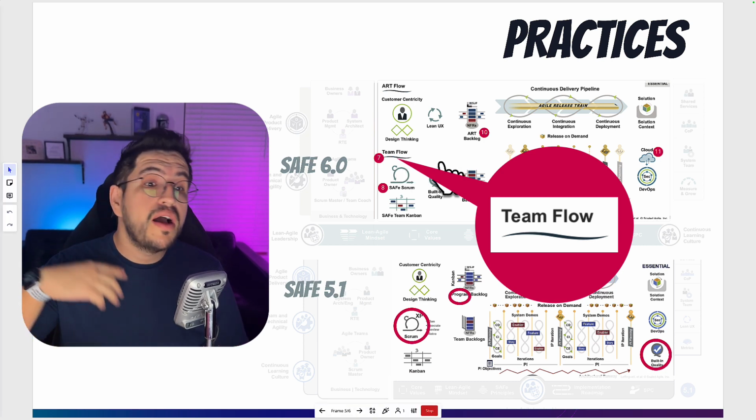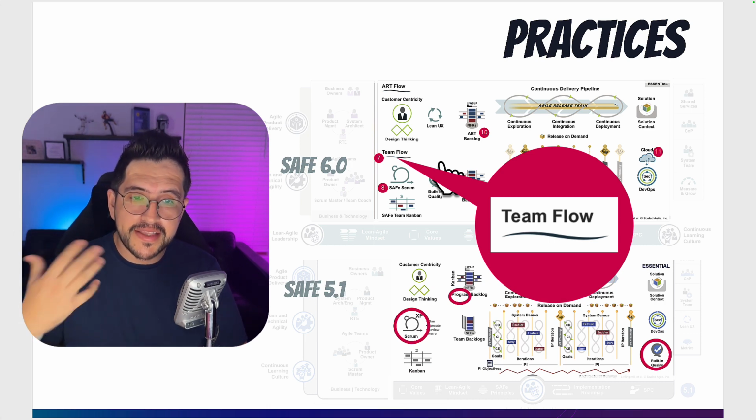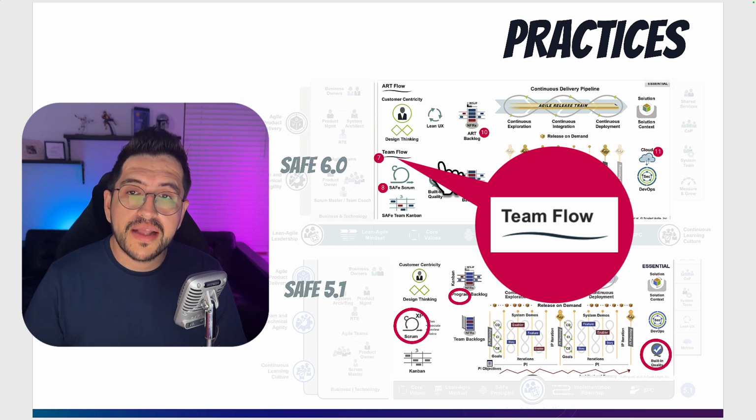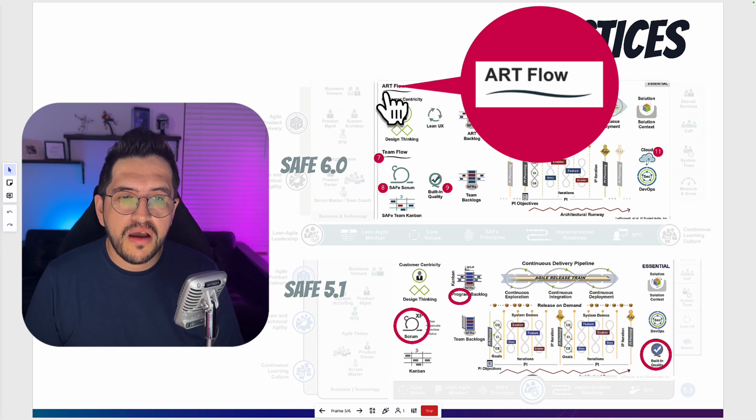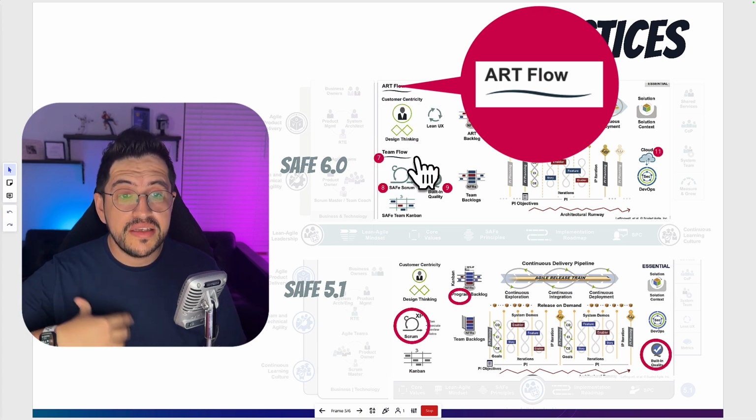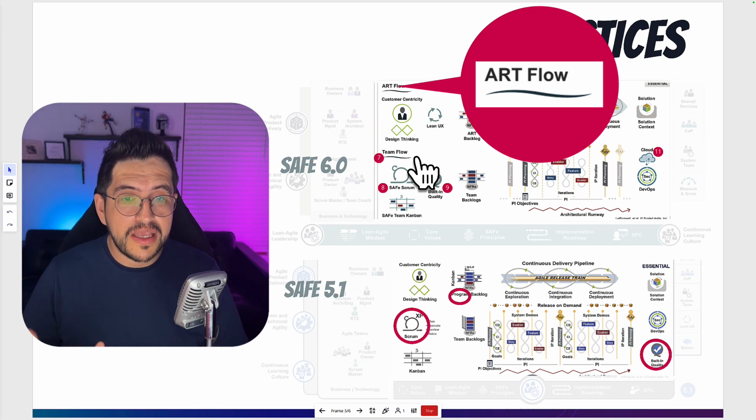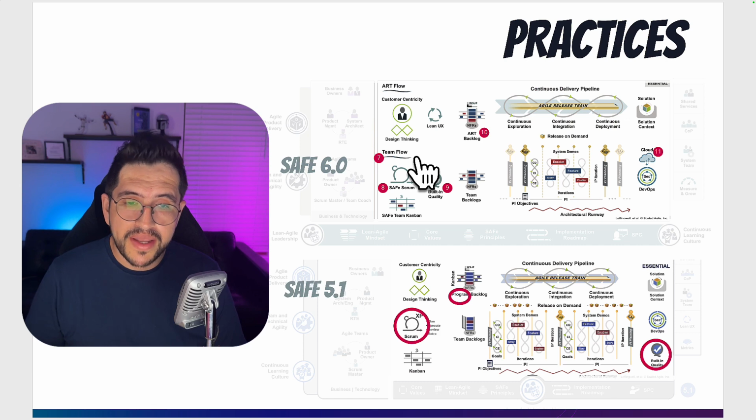So I will do an additional video just focusing on how SAFe is talking about flow and what we can do to improve it. But as you can see, we have team flow, we have Agile release train flow. So you will see these waves all over the place, and it's just to put emphasis on saying SAFe is a flow-based system.